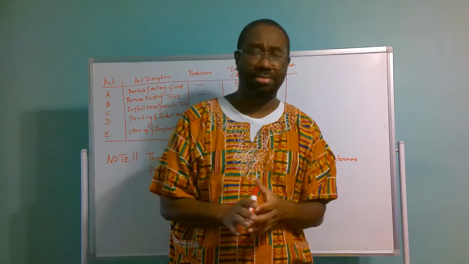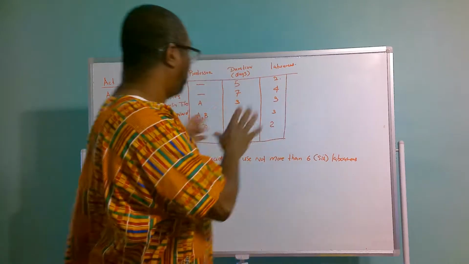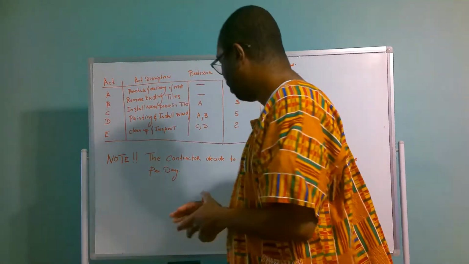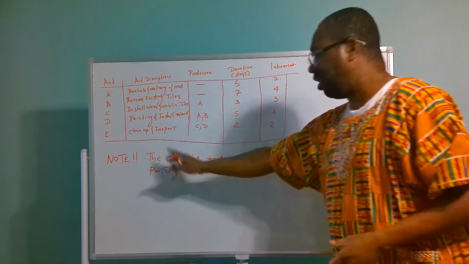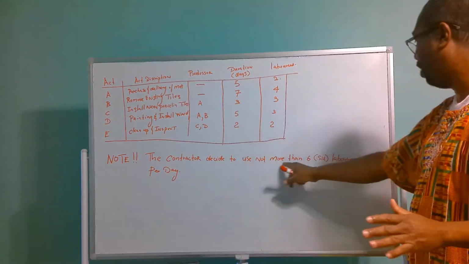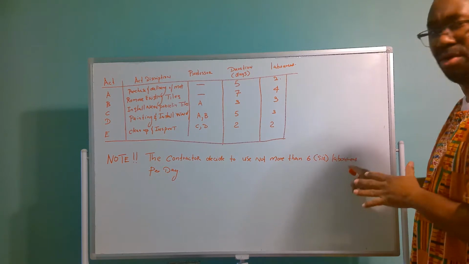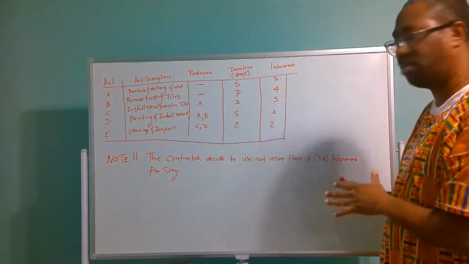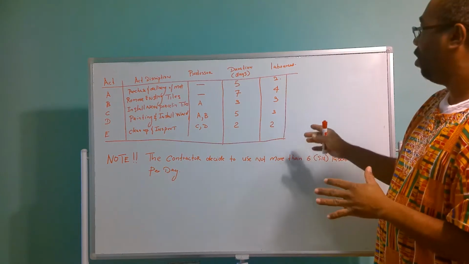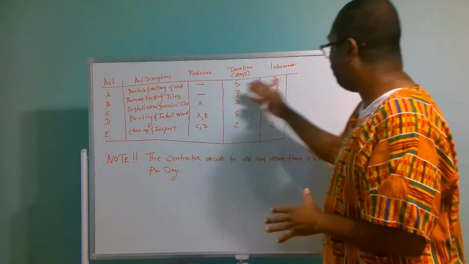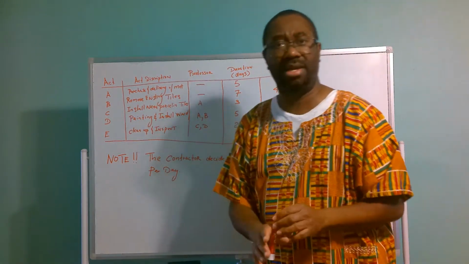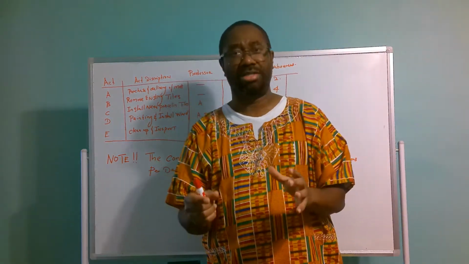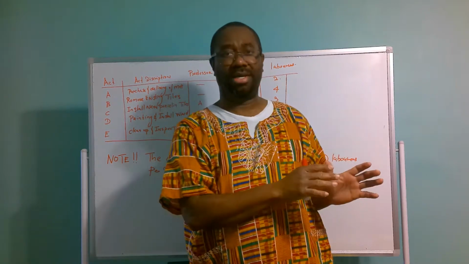Now, in addition to this project, the contractor has decided that he or she is not going to use more than 6 laborers per day. That means when he allocates the labor force for each activity, he is not going to use more than 6 laborers per day for this project.